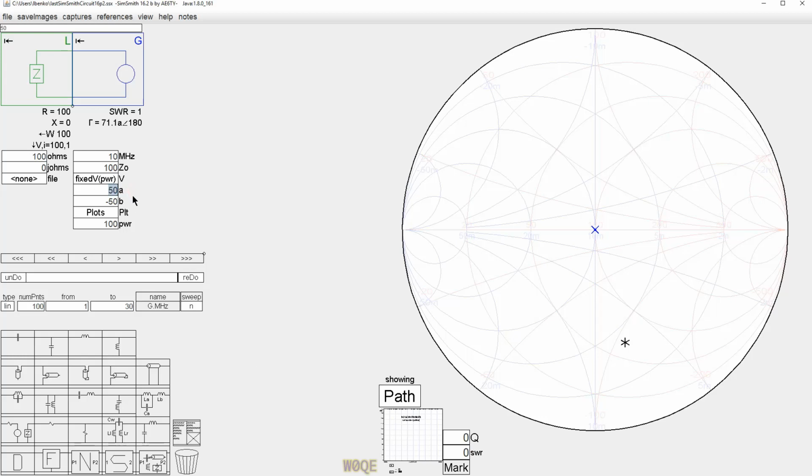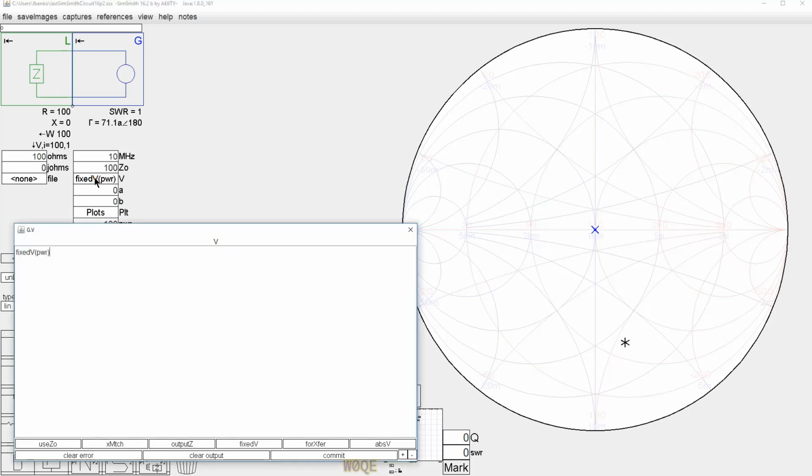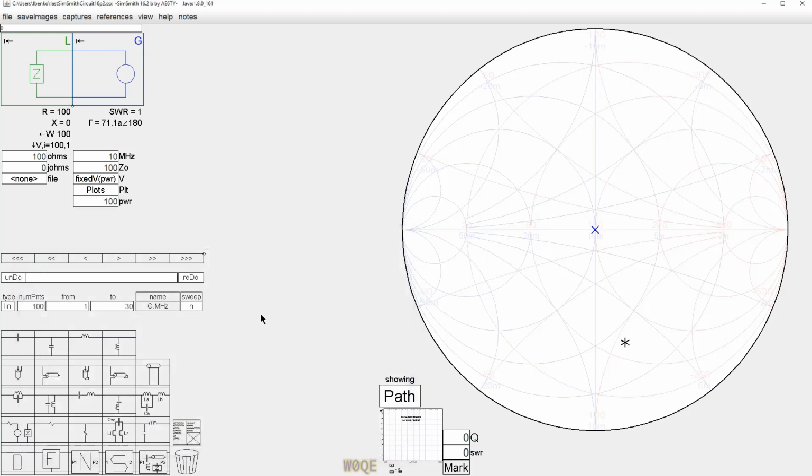And these parameters are no longer used, but until I set them equal to 0, they don't go away. So now they've gone away. Fixed V is a fixed voltage output. It's a fixed voltage source, 0 ohm impedance with it. It is calibrated to produce 100 watts, since I put 100 in the field here, into a load that matches Z0. Now, that's a little bit weird, but that's what it does.